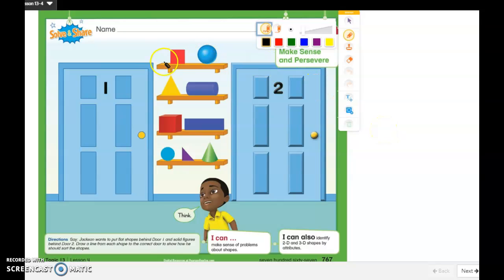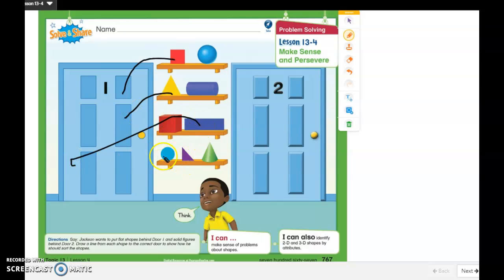Okay, so this looks like a square. This looks like a triangle, rectangle, circle, and another triangle. So now behind door number 2 should be my 3D shapes. What do you see that's a 3D shape that should come over here? Name them.